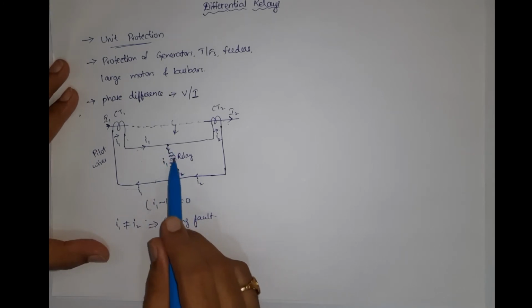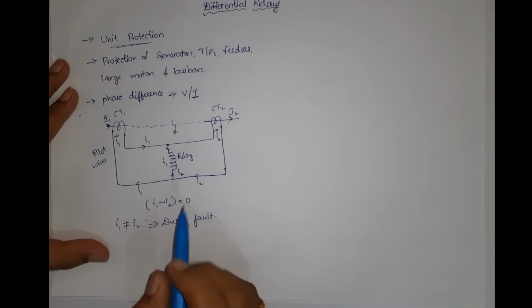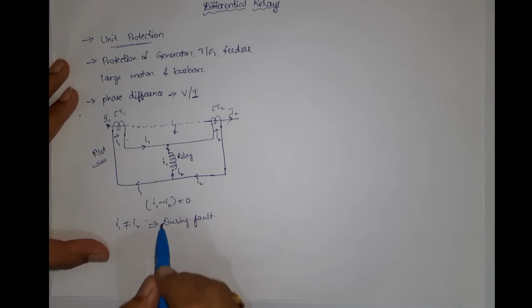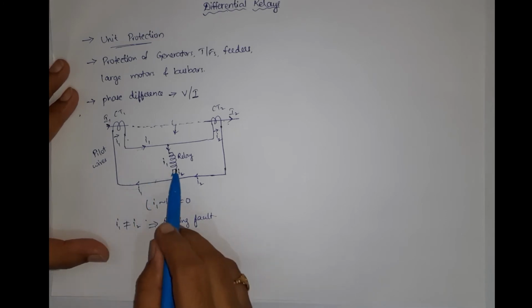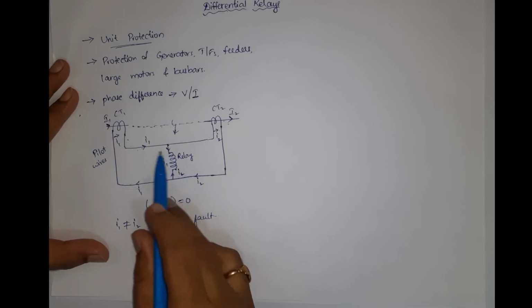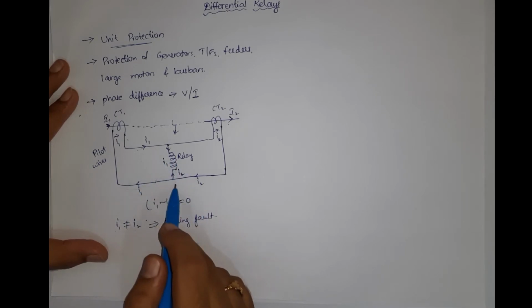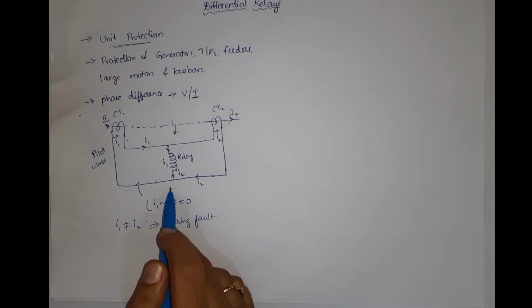Some amount of net current will be flowing through this relay, which makes the relay operate only if that current, which is the difference of I1 and I2, is greater than the predetermined value of the relay, or the set value of the relay, right? So this is the principle of operation of a differential relay.